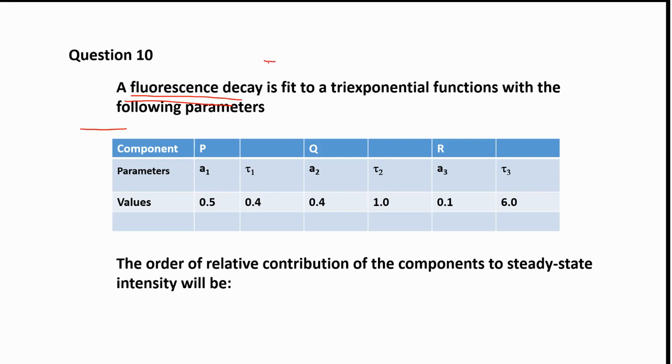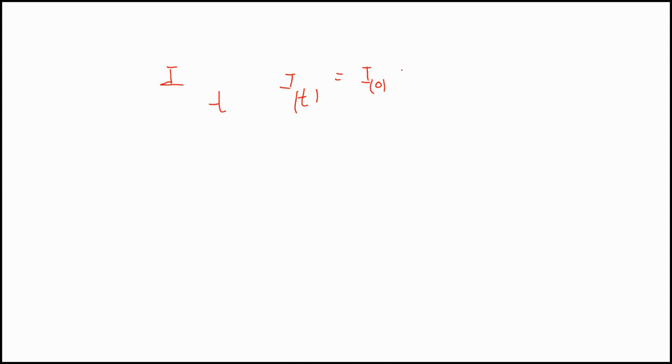The intensity as a function of time depends on the intensity of the excited state at time 0, multiplied by the summation of ai times e to the power minus t by tau i. And it will be the integration of this from 0 to infinity. Now why do we consider the infinity lifetime?